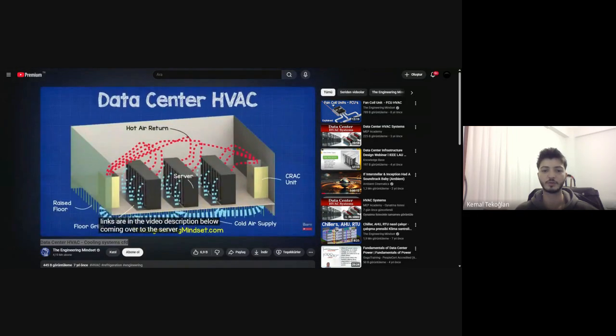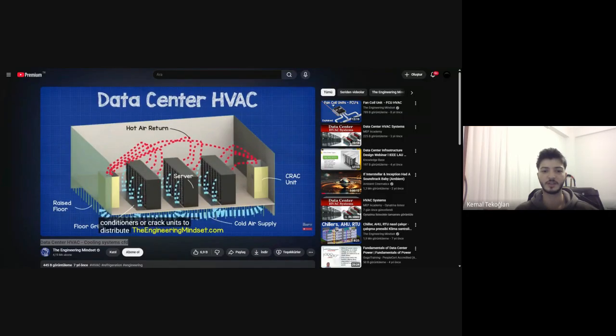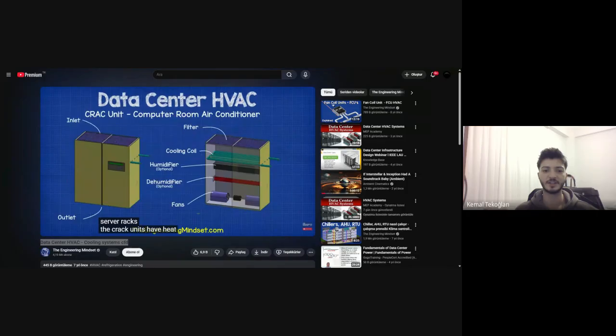Coming over to the server room, one of the most common methods currently used is to place the server racks onto a raised floor and then use computer room air conditioners or CRAC units to distribute the conditioned air to the server racks. The CRAC units have heat exchangers inside which are connected to refrigeration units or chilled water systems to remove the heat from the server racks. Some can also humidify or dehumidify the air.